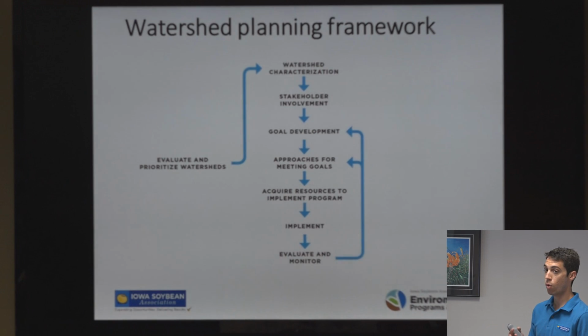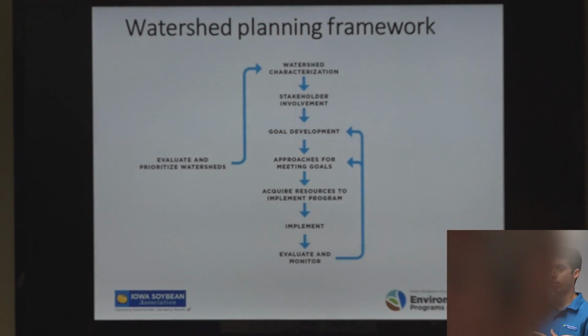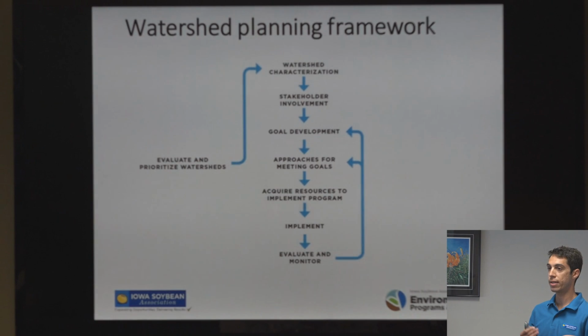So then once we've selected watersheds, a lot of watershed planning is kind of an information gathering exercise, with the idea that all the information that we assemble through assessment and modeling and mapping, that information allows watershed stakeholders and managers to make better informed decisions.